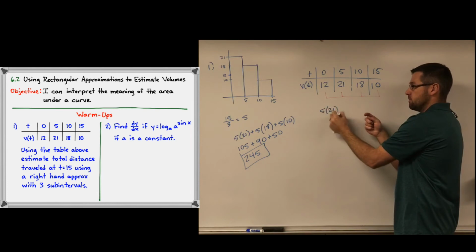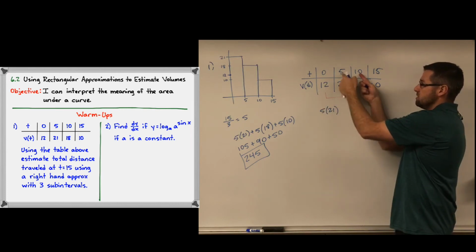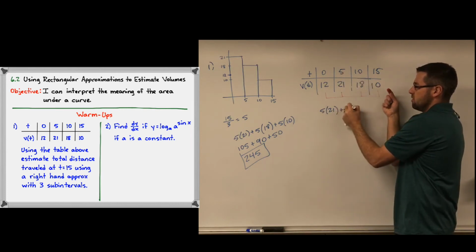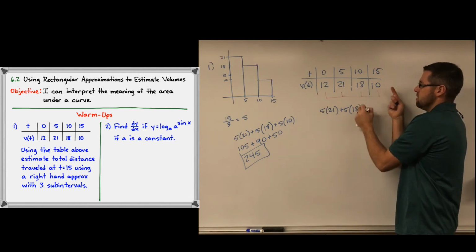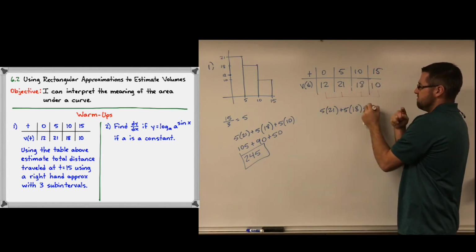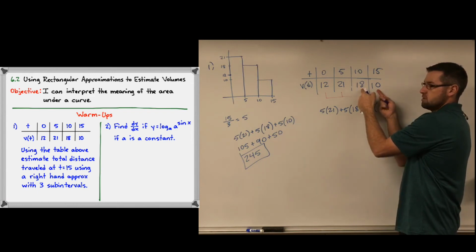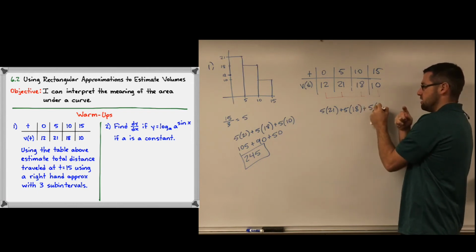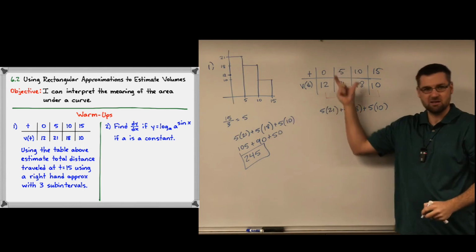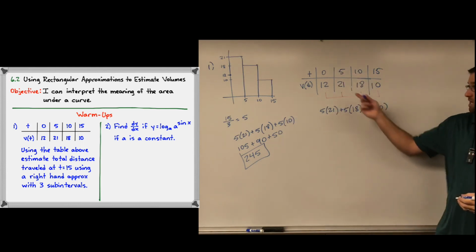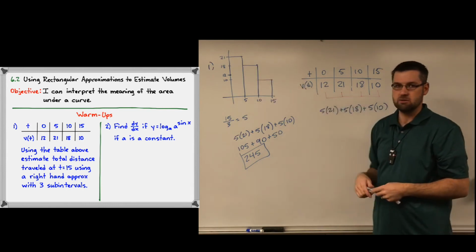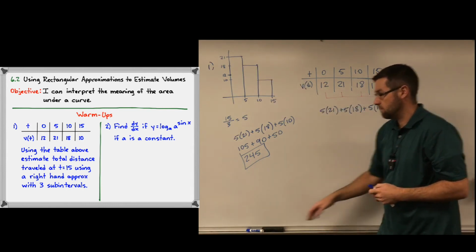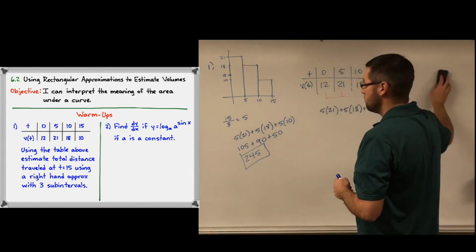5 times 21. This is the other rectangle. How wide is it? 5. Which height do I use? 18. This is the other rectangle. How wide is it? 5. How tall is it? I use the right-hand value, so 10. So it's the same thing. It's just actually a little easier to look at on the graph, on the table. You get that? But you have to be able to know how to draw it on the graph too. So any questions? No?